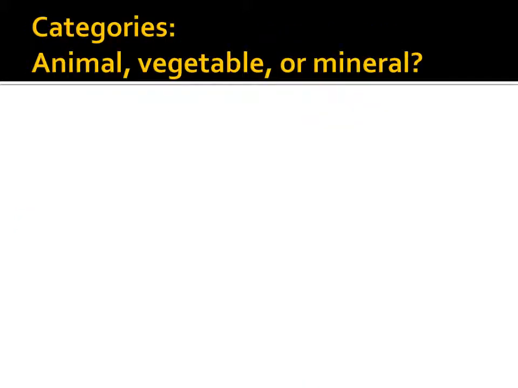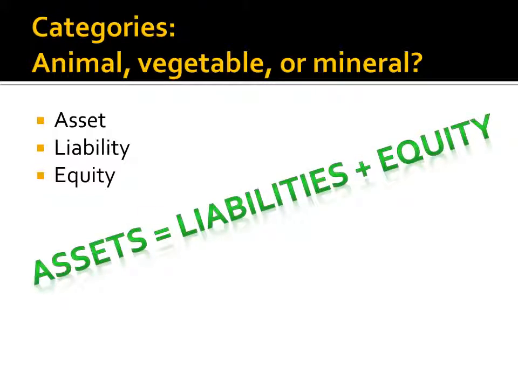So, what categories are there? Animal, vegetable, or mineral? Well, in accounting, we don't have animal, vegetable, or mineral. We have other things. We have assets, liabilities, and equity. And that is the accounting equation, which hopefully you learned in probably your very first accounting class. The total of our assets is equal to the total amount of liabilities and equity.